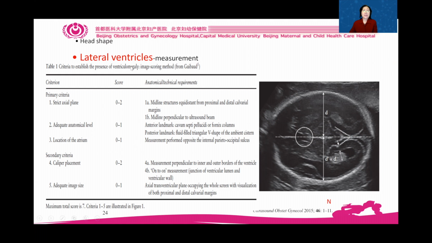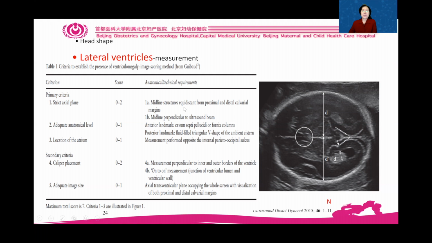To measure the lateral ventricle, the criteria are very important. The professor gave an image screening method from Professor Guibaud. The primary criteria are 1, 2, 3, and the secondary criteria are 4, 5. They give scores of 0 to 2, 0 to 1, 0 to 1, 0 to 2, 0 to 1.